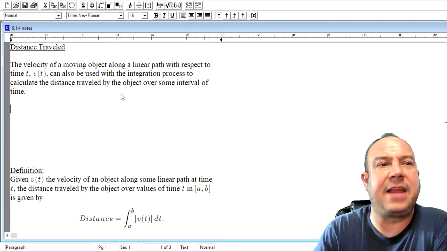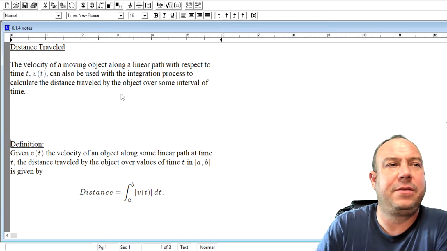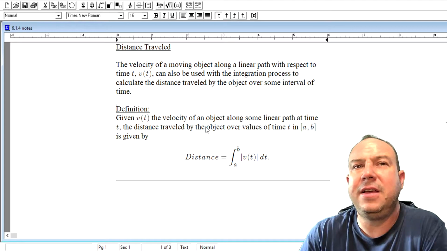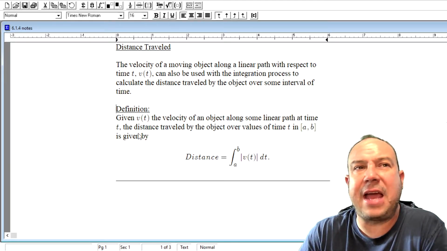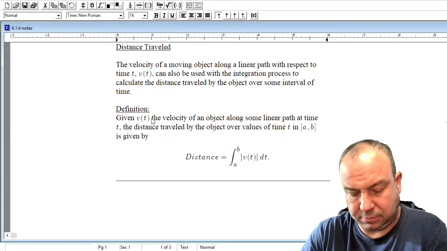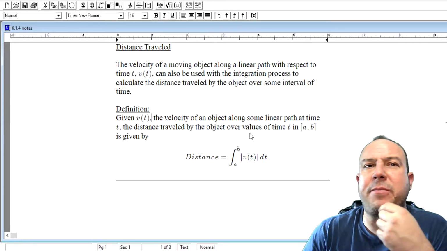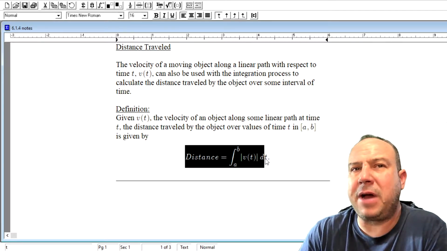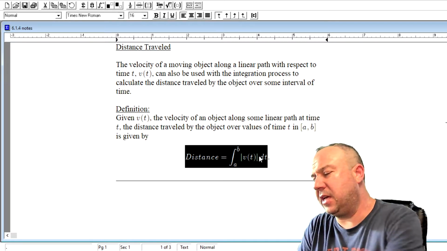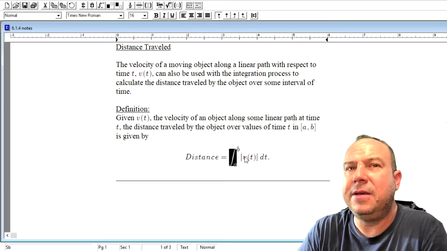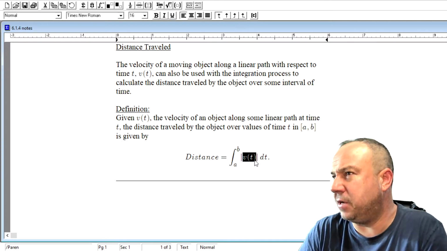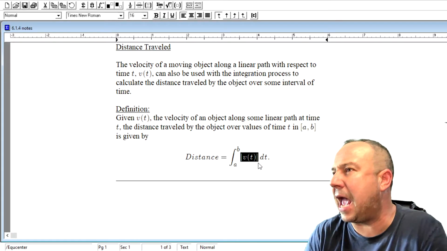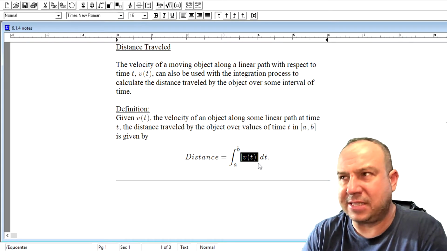Here's what we're looking at in terms of calculation. Given the velocity vector v of t, the velocity of an object along a linear path at some time t, the distance traveled by the object over values of time t in this closed interval from a to b is given by this calculation here, where you can again see we are integrating from a to b the velocity function. But not just that velocity function is part of our integrand, it's the absolute value of the velocity function.